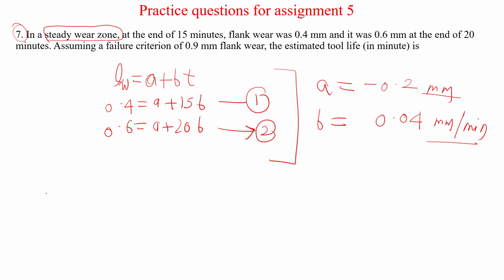Now what you have to do is find the tool life, assuming the failure criterion to be 0.9. This means at 0.9 only the tool life will be over. Then for 0.9 just put the value: minus 0.2 plus 0.04 into T. What is the value of T coming?